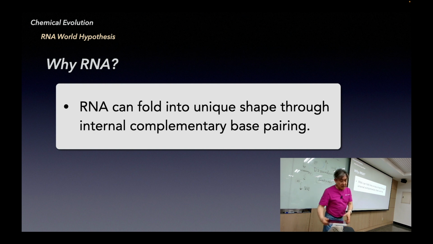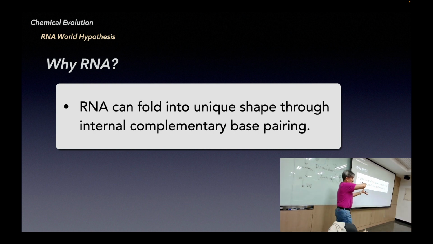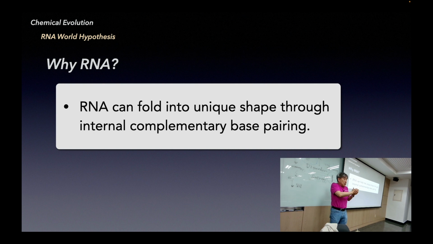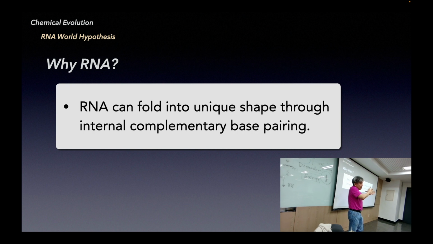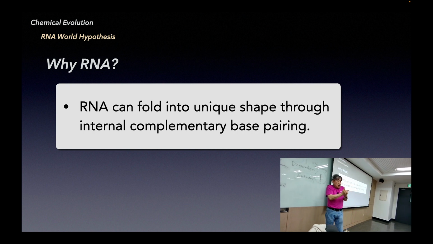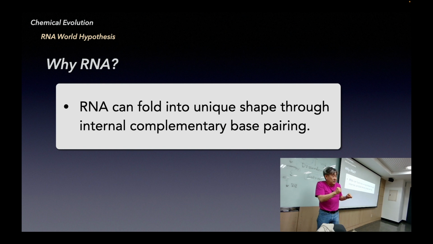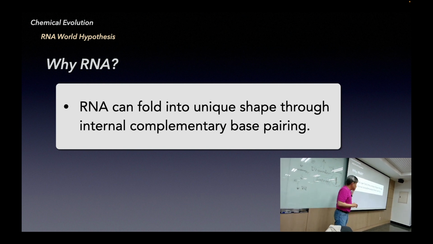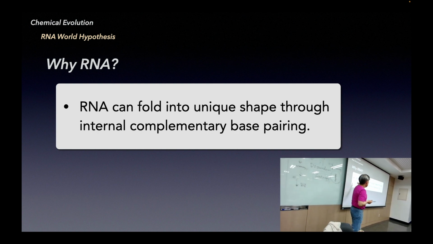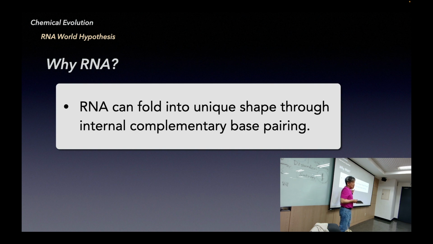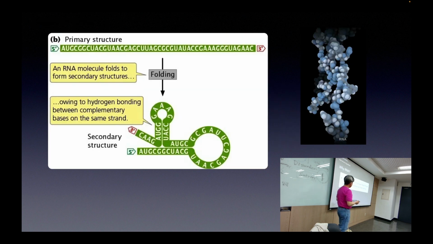Why? Because RNA, unlike DNA, which has this restriction of always having to be in the double-stranded form, being single-stranded actually gives a lot of freedom. So RNA can take very flexible, different forms. It can form various shapes, very similar to proteins.